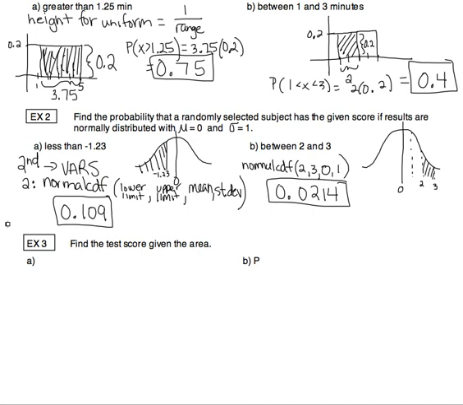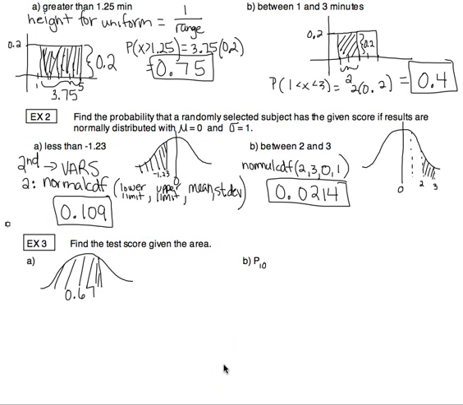All right, so find the test score given the area, and in A, we're going to be given a particular picture. Whoa, that's a really bad normal distribution, my fault. This is what we're given, and then in B, we're finding P10.